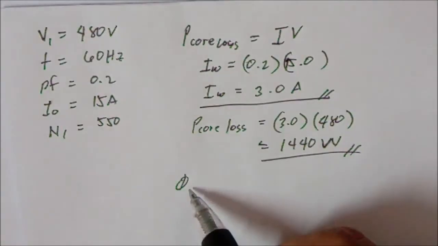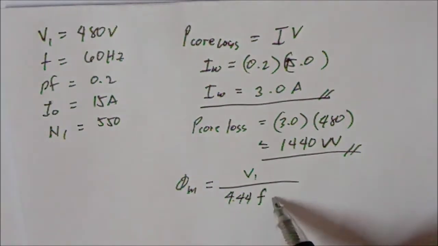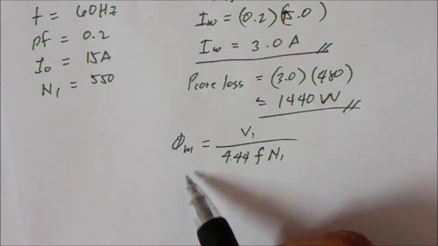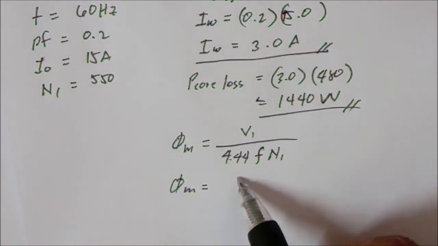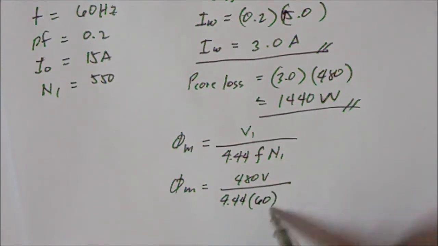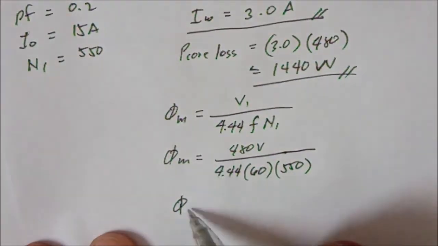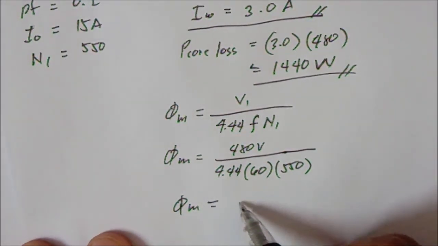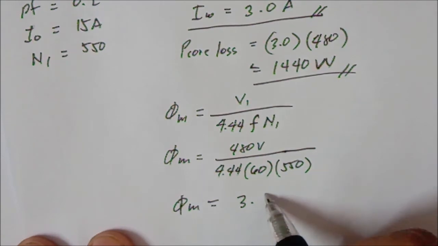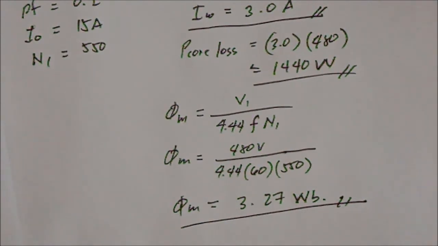So, flux, maximum flux. So, this is equivalent to V1 over 4.44 F N1. So, yan. So, maximum flux is equivalent to V1 is 480 volts over 4.44 times 60 hertz times N1 is 550. So, flux, then flux, maximum flux is equivalent to 3.27 Weber. Okay. So, yan po yung ating sagot. Maraming salamat po sa pakikinig. Palakpakan ulit. Yan.